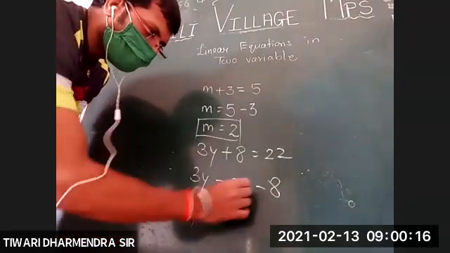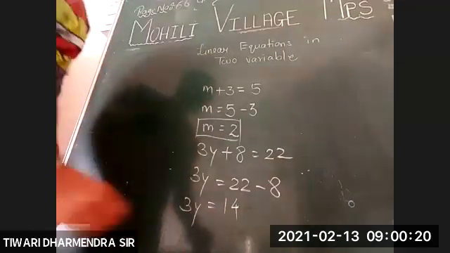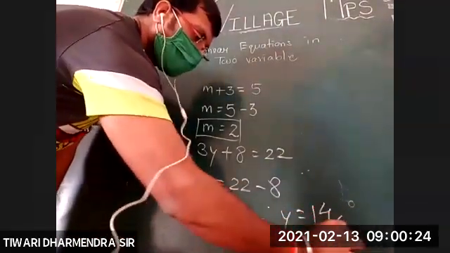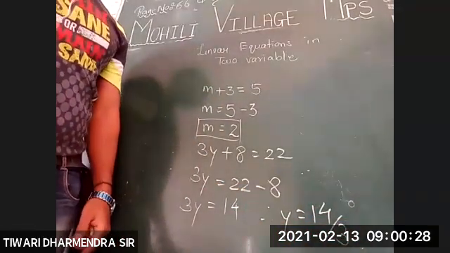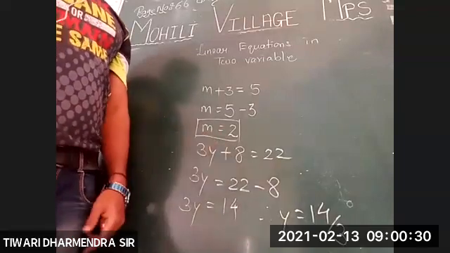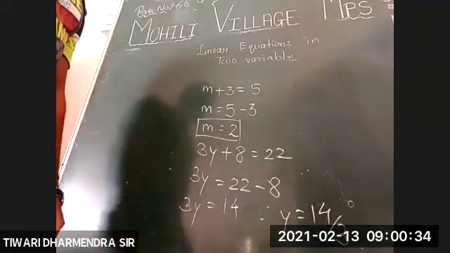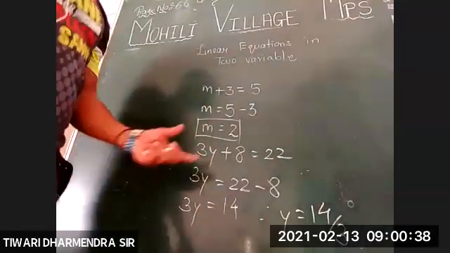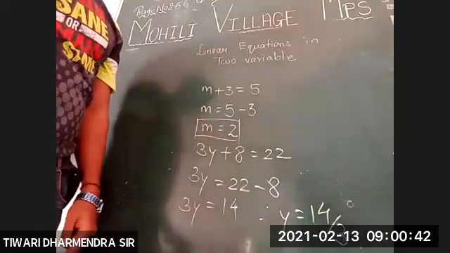So what do we get from here? We get it as 14, and therefore y will be 14 divided by 3. This is the value of y for the equation 3y plus 8 is equal to 22. So what we are doing actually, we are finding those values of y which satisfy the given equation.